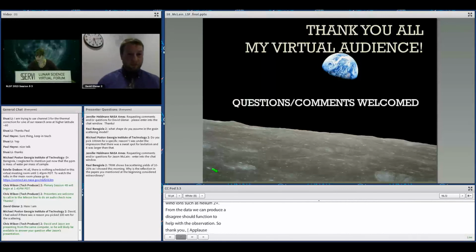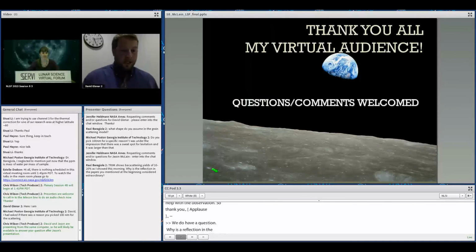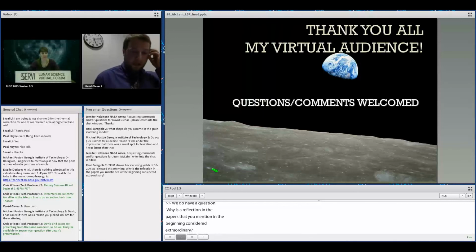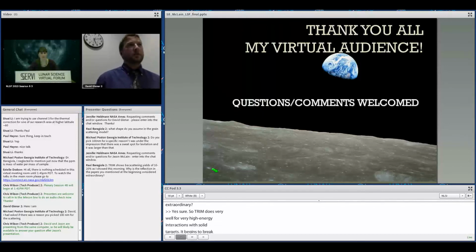So we do have a question. TRIM shows backscattering yields of 10 to 20%, as I showed this morning. Why is the reflection in the papers you mentioned at the beginning considered extraordinary? Yeah, sure. TRIM does very well for very high energy interactions with solid targets, but it begins to break down for the lower energies once you get to keV and lower.